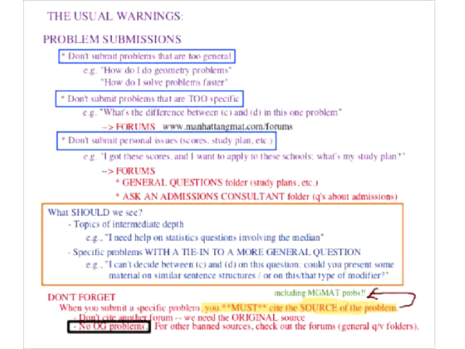So if you just have a single question and you're asking about a couple of very particular answer choices, please submit on the forum. Also, please don't submit personal issues. This is not the place for that. There is a folder on the forum that is the place for that. That folder is the general questions folder on the forum, the purpose of which is precisely to address such things as study plans and what have you. So what we should see is topics of intermediate depth.